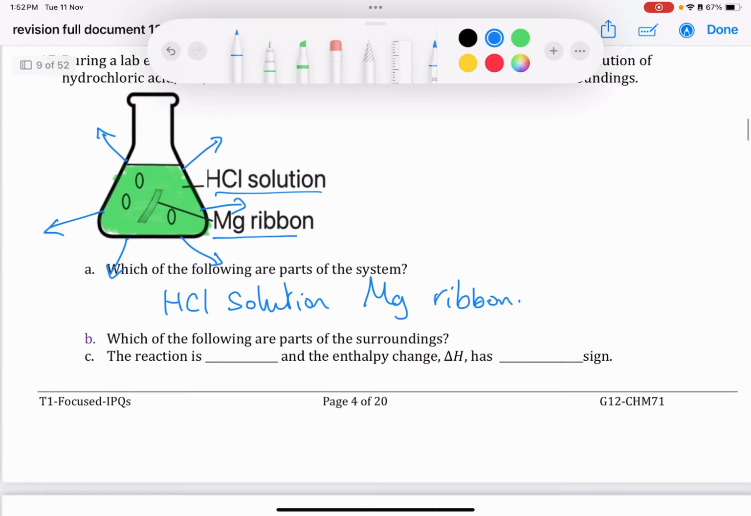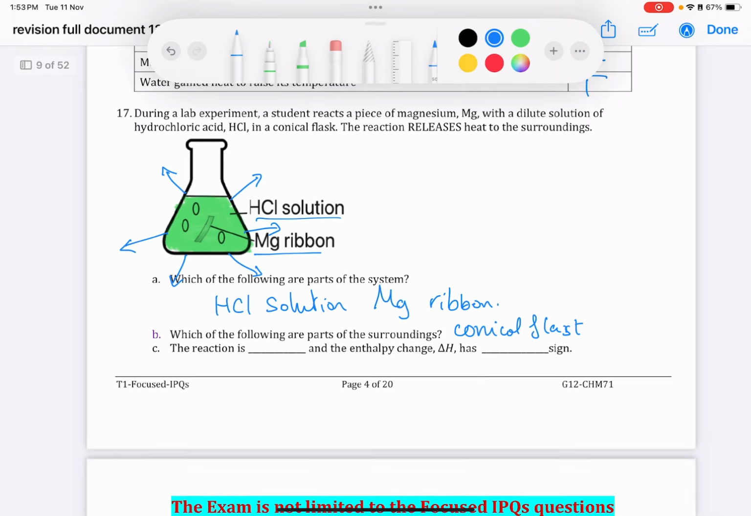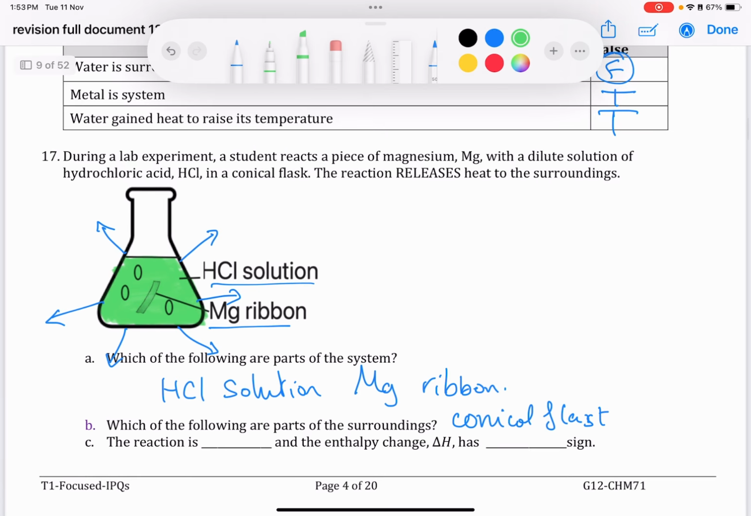Which of the following is the surrounding? Everything else, which is the conical flask, the lab room. The lab experiment room is a surrounding, and the student is a surrounding. So the place where this experiment is going on is the surrounding. I don't know what I wrote here. It's conical flask, I should write.